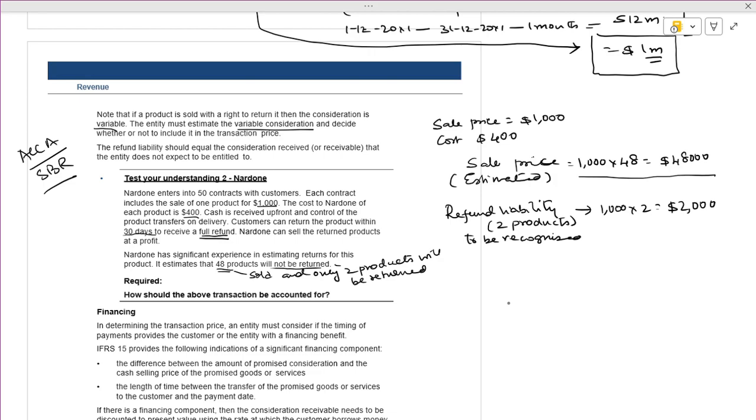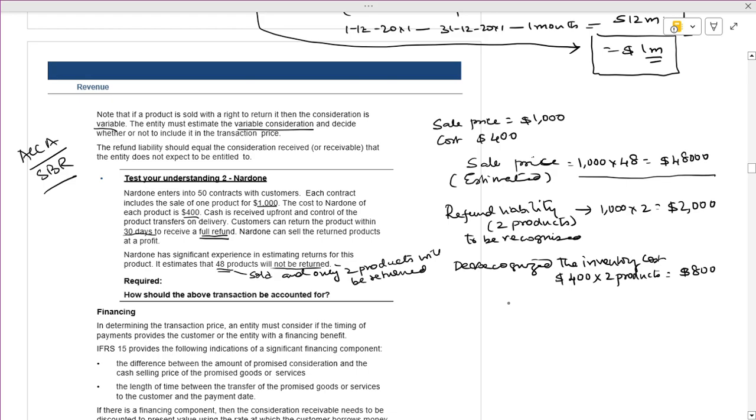When it is a refund liability, you have to recognize the component of its cost also. What is the corresponding credit? Cost of sales. We have to de-recognize the inventory cost. What is the cost? Cost is 400. How many products are there? 2 products. It comes to 800.